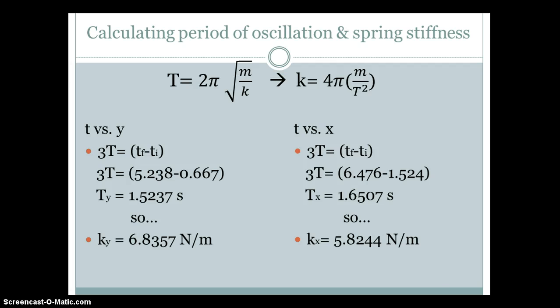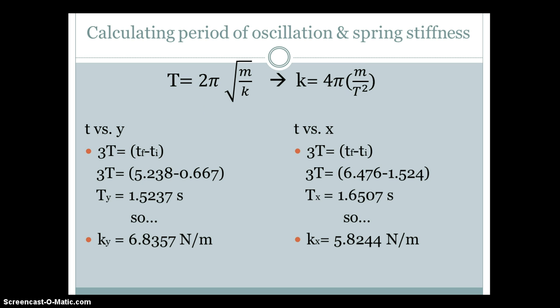So we did T versus y first. The very first thing we did was change the graph in Tracker to be t versus y. We found T, which was the period of oscillation for a spring mass system, whose formula you can see right here. If we rewrite this equation, we see we can solve for an unknown spring stiffness if we know the mass and period of oscillation, which again is T, by using this formula right here.